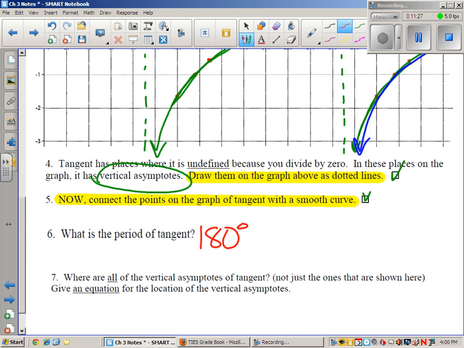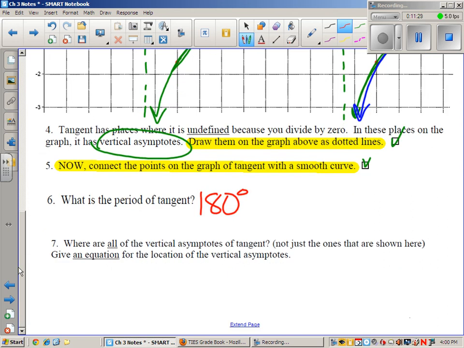Okay. Lastly, our last problem here, we want to find where all of the vertical asymptotes are, not just the ones shown. The ones I can see are at 90 and 270, but there's more, right? Because you can keep going farther in the positive direction, you can keep going farther negative, but we just didn't draw that because we didn't want to draw so much of the graph. But it keeps continuing on. So these are going to be 180 apart. Since the period's 180, it keeps repeating the same graph every 180 degrees.